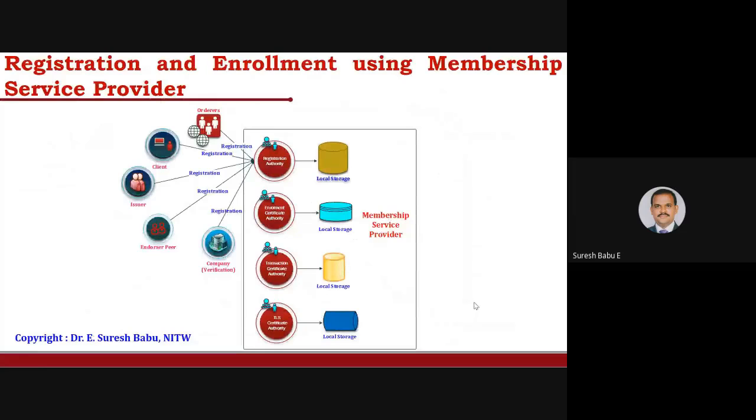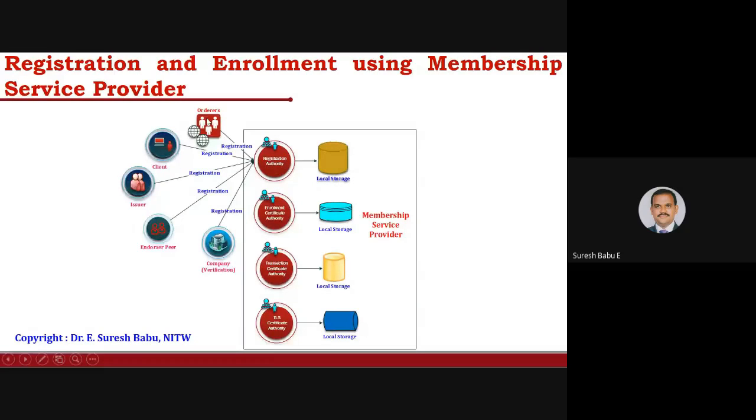The next step is, now what is happening here. You see registration and enrollment using the membership service provider here. In a proper ledger, everyone will have a role. A few participants ask the question, who is the responsible person? Now we are going to have someone as an auditor.